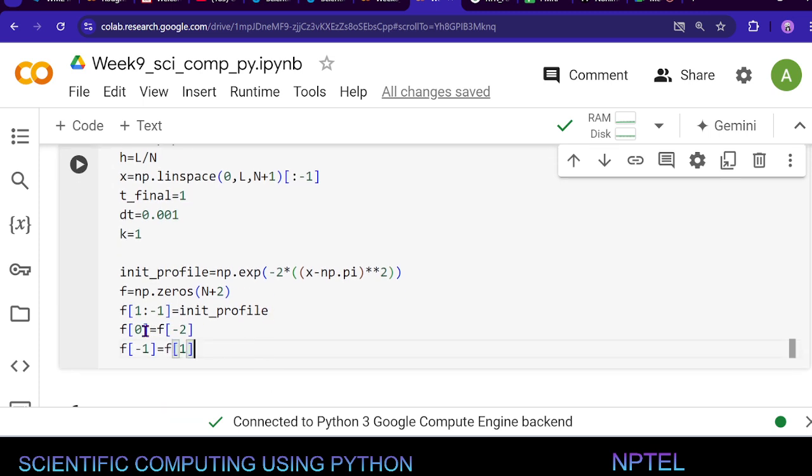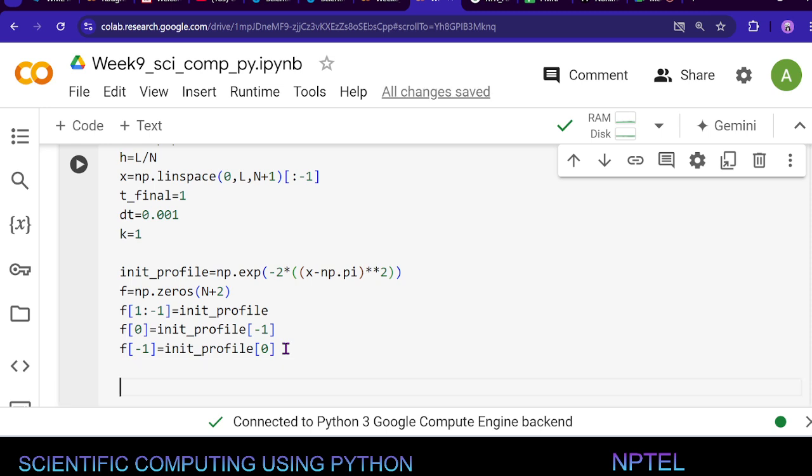And the endpoints we define: f of 0 is equal to f of n, which is minus 2, right? Or it should be minus 1. It should be init profile of minus 1, which is f of minus 2. But let me just write init profile of minus 1. Okay, so the last point of the initial profile is the first ghost point, and the last ghost point is going to be the first point of the initial profile.